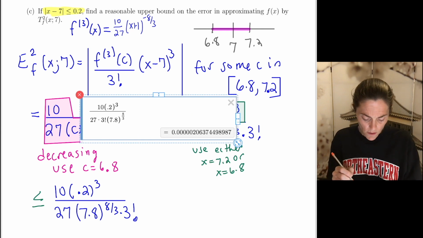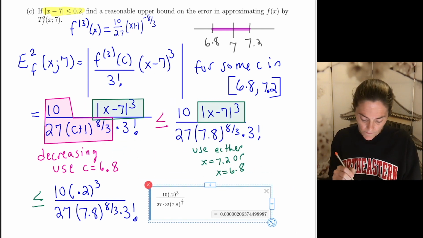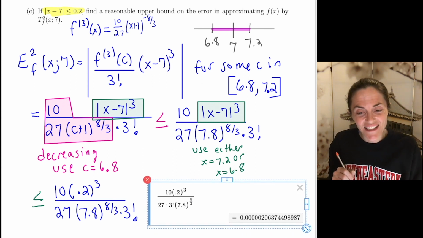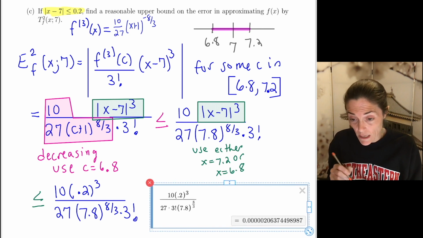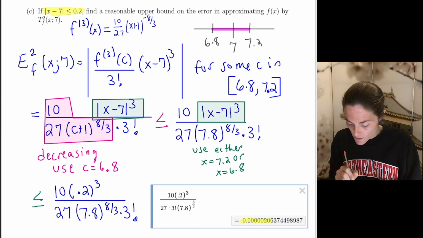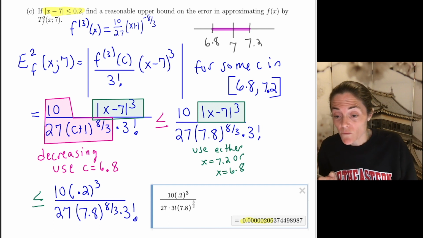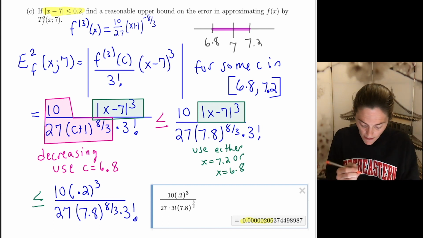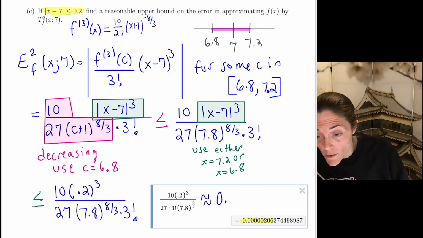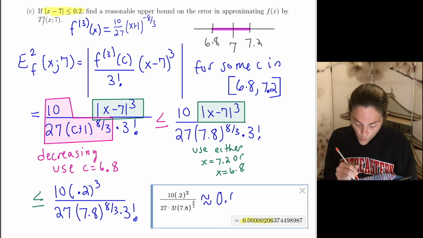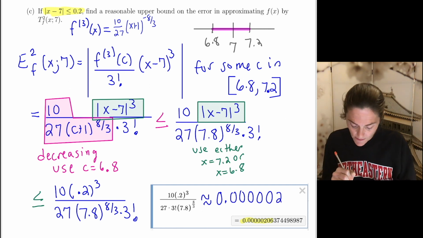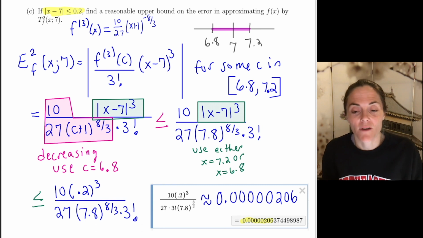Now, here's where I entered it into Desmos, you see, we have 10 times 0.2 cubed over 27, 3 factorial, and there's a 7.8 to the 8 over 3. And here's what we get. Just like I was saying in the last one, we will typically round past the leading zeros like this. So if I round to, say, 3 decimal places past the leading zeros, I have approximately, how many zeros are there? 1, 2, 3, 4, 5, and then I have 206. And this would be my final answer here.